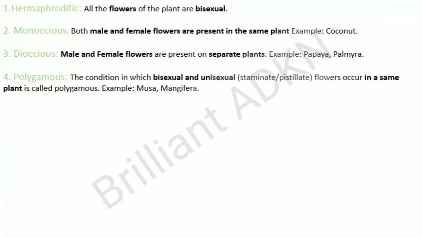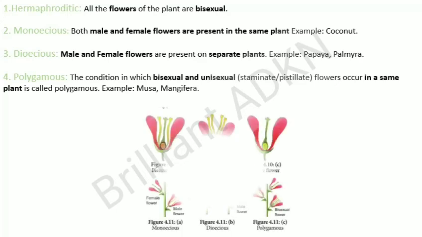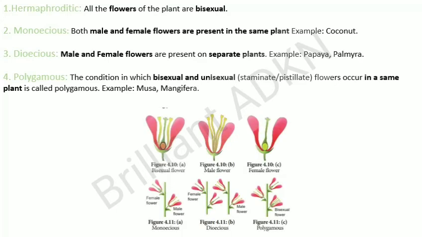Next, polygamous, the condition in which bisexual and unisexual, that is staminate or pistillate, flowers occur in the same plant, is called polygamous. Example, Musa and Mangifera. In this you can see the bisexual flower, male flower and female flower. Next, monoecious, dioecious and polygamous flowers.